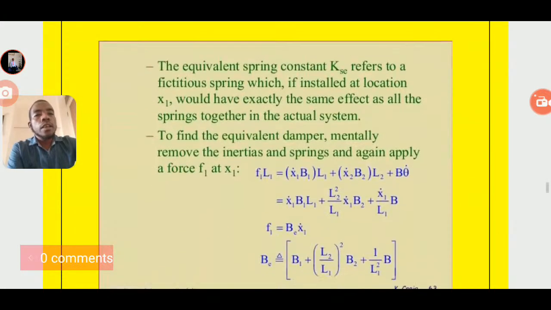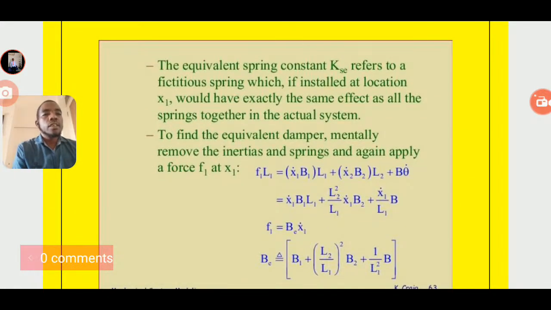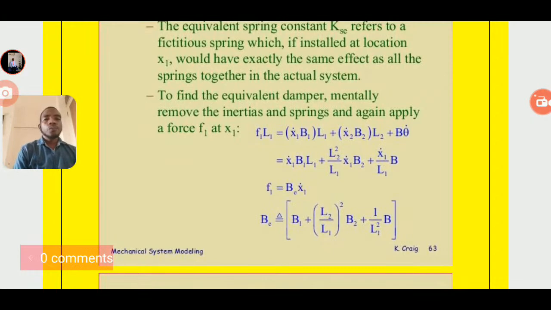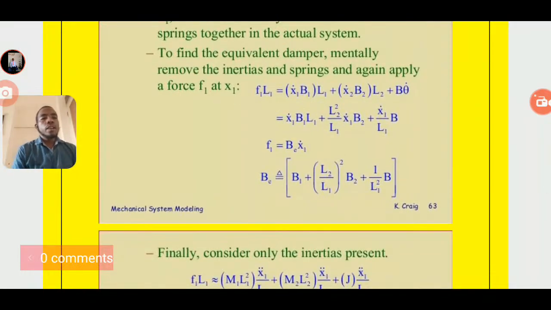So here the equivalent spring constant Ksc refers to the fixture's spring, which is installed at location x1, and would have exactly the same effect as all the springs together in the actual system. So to find the equivalent damper, mentally remove the inertia and the springs and again apply force F1 at x1. So here we can represent the formula for this.